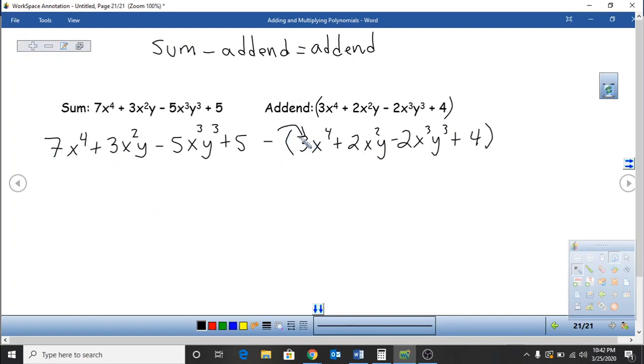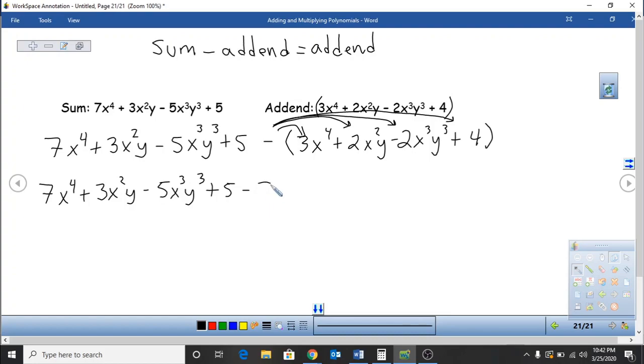All right. So now that I've rewritten it, I'm going to distribute this negative to every single term. That way I can write this correctly and I can start combining like terms. So this is just going to stay the same, 7x to the 4 plus 3x squared y minus 5x cubed y cubed plus 5. Now this is going to change. So this was a positive 3x to the power of 4, so it's going to become a minus 3x to the power of 4. This is going to become a minus 2x squared y. This is going to become a plus 2x cubed y cubed. And then this is going to become a minus 4.